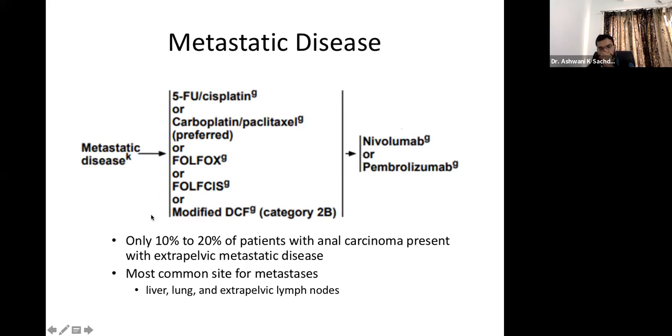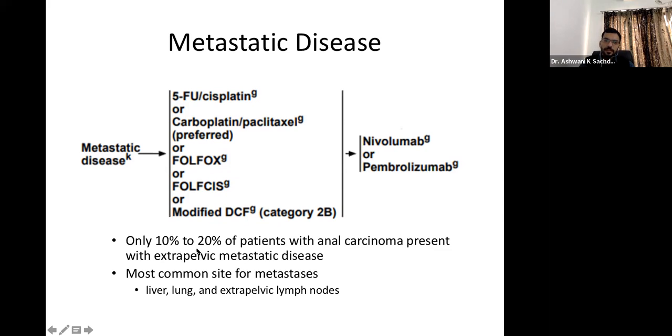So, if patient develops metastatic disease, either at presentation or later on, the only option is palliative chemotherapy. Various drugs used are 5-fluorouracil cisplatin, carboplatin paclitaxel, FOLFOX, FOLFIRI, and modified DCF. So, in the second line, if there is progression on these agents, then they can be considered with nivolumab or pembrolizumab in some patients.